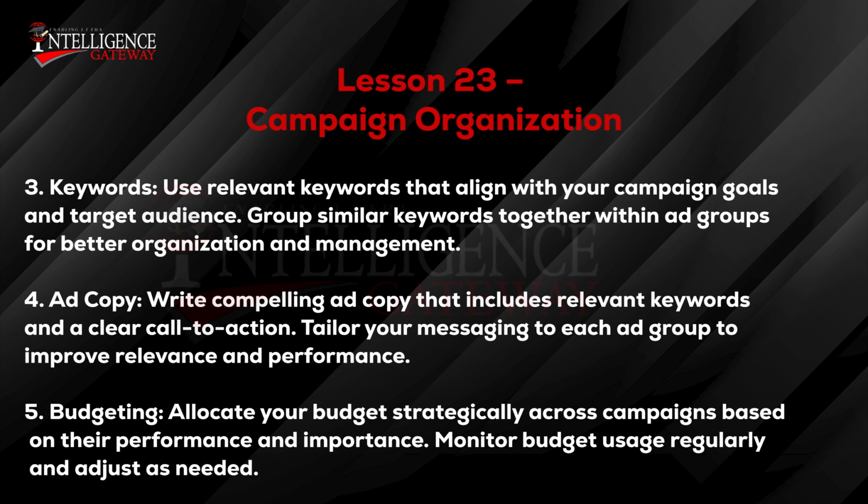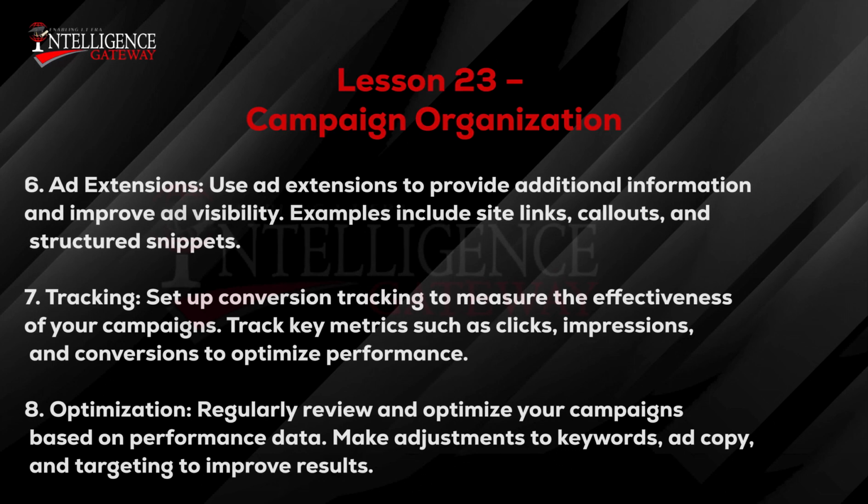4. Ad copy. Write compelling ad copy that includes relevant keywords and a clear call to action. Tailor your messaging to each ad group to improve relevance and performance. 5. Budgeting. Allocate your budget strategically across campaigns based on their performance and importance. Monitor. 6. Ad extensions. Use ad extensions to provide additional information and improve ad visibility.